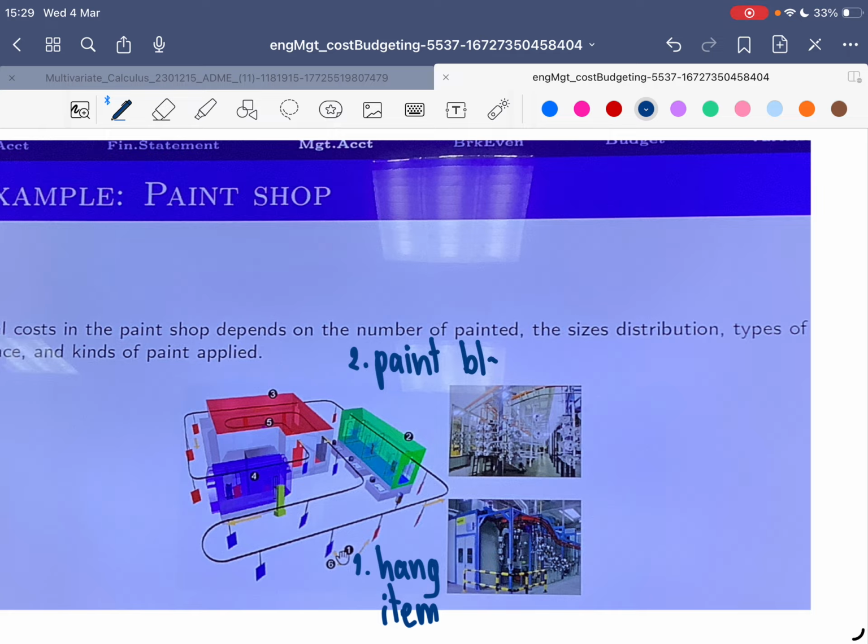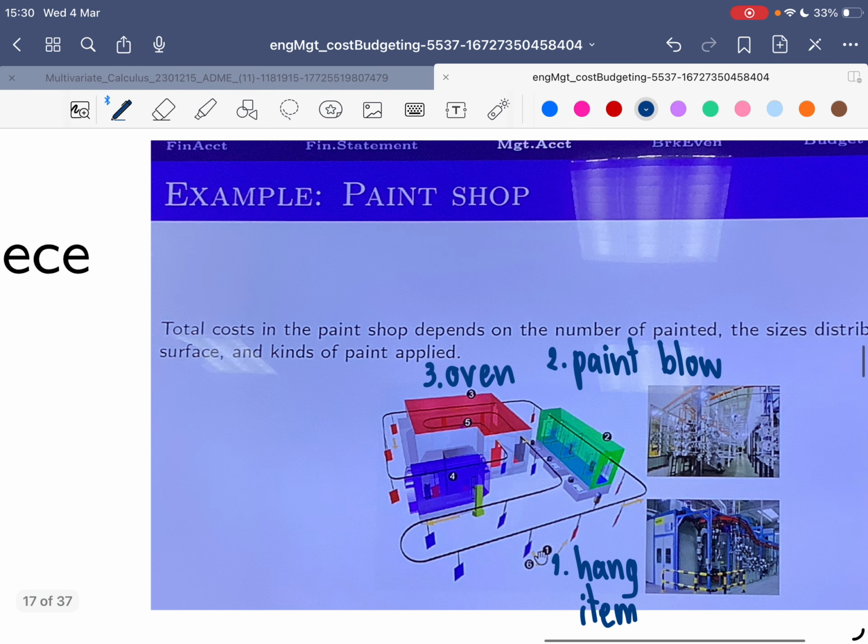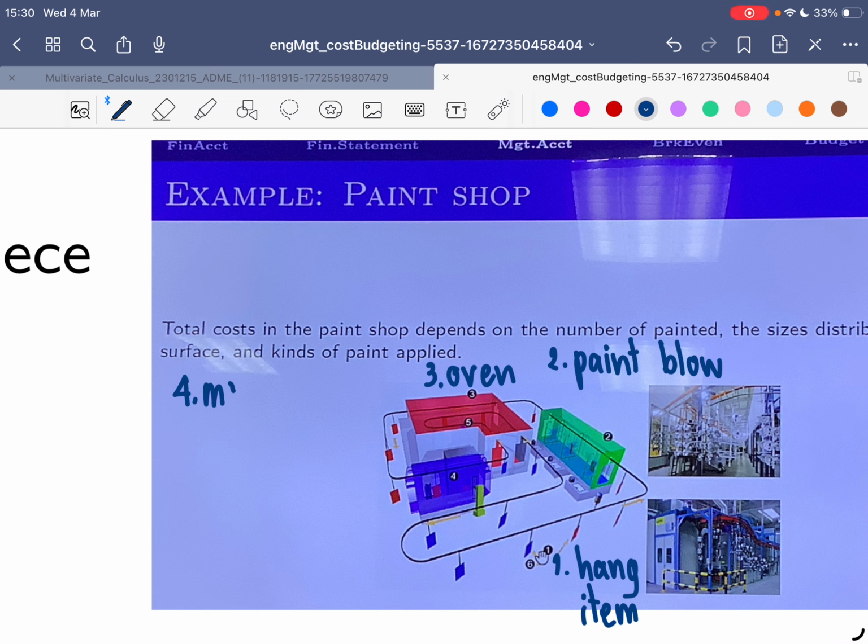And then it moves to the oven. This is a big oven room that, once you pass it, will bake the paint. Hopefully it sticks to your components. And of course, certain parts have some kind of nooks and crannies, a lot of areas, and may have to be painted manually at station 4. And go back to the oven again. And then at the end it goes to station number 6 and we move. This is industrial scale painting.